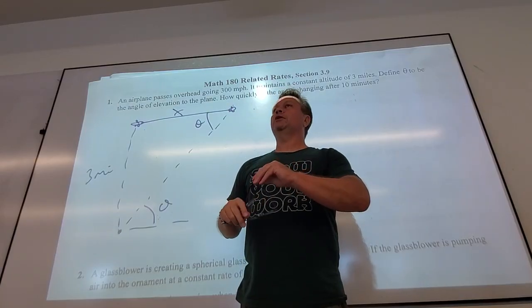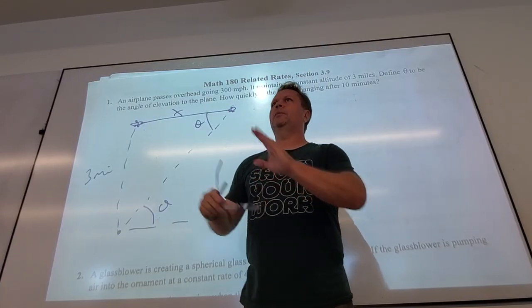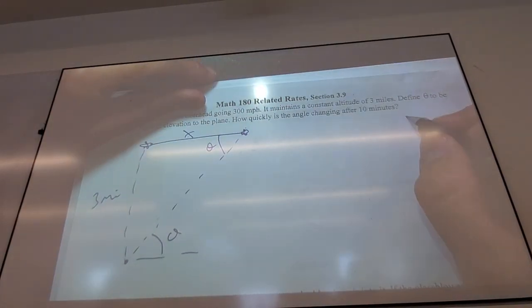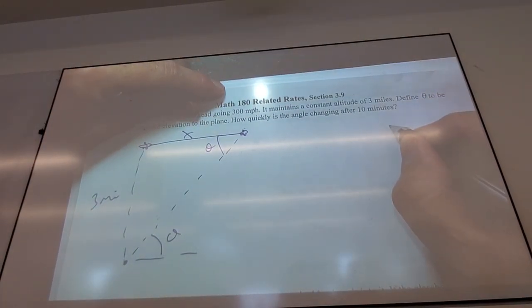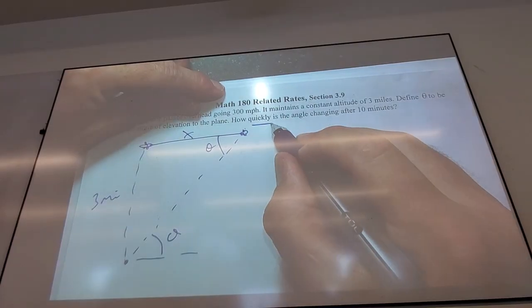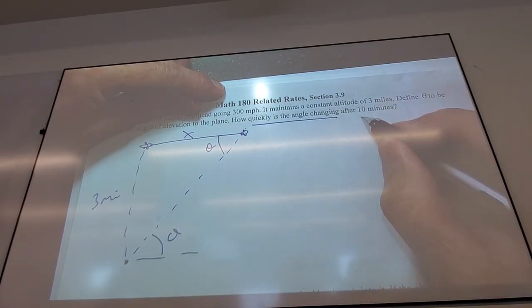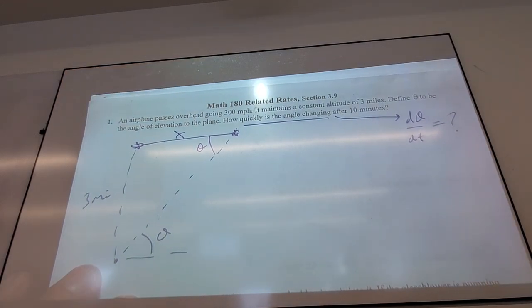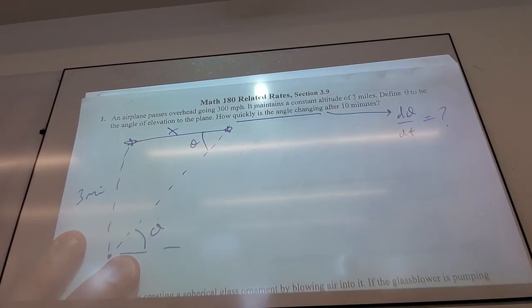Can somebody tell me a relationship between... Oh, by the way, what did they ask me to find in symbols? Yeah, how quickly is the angle changing? What's the symbols for that? d theta/dt. Yes. What did they tell me? What rate of change do they tell me? And what symbols do I use?